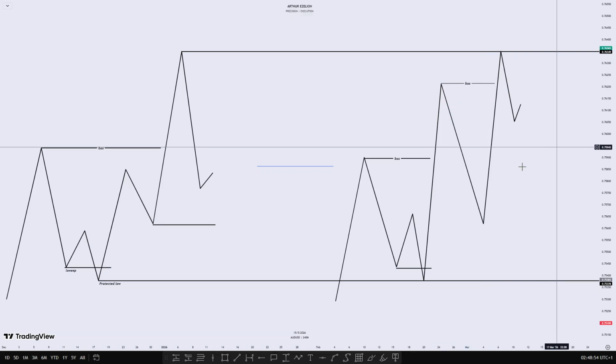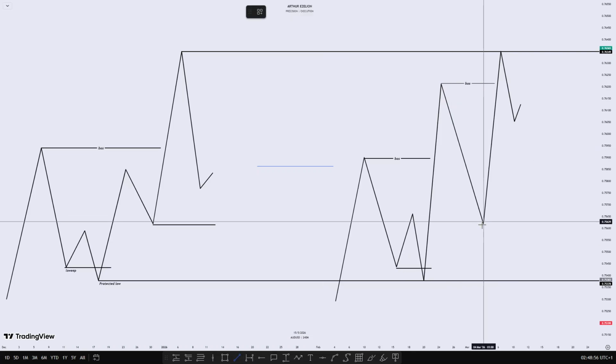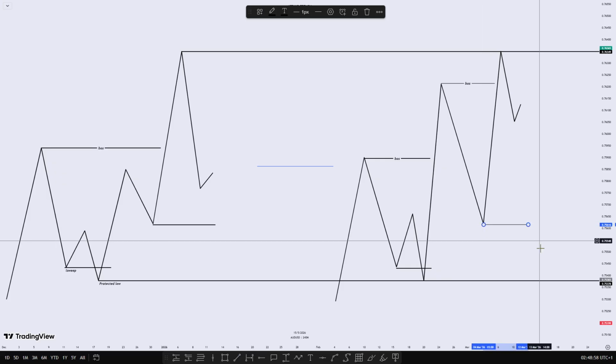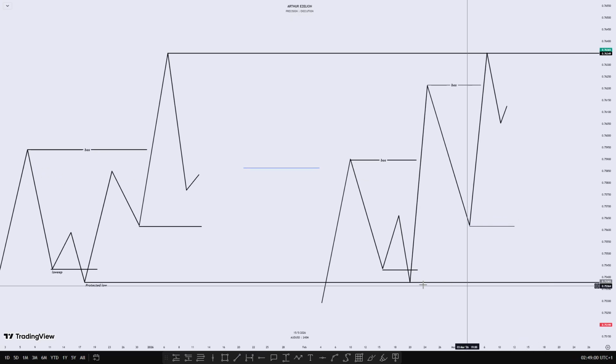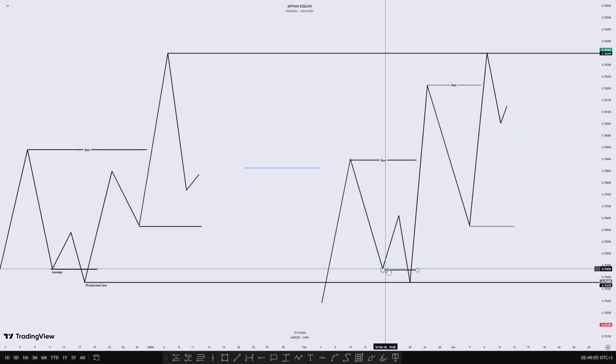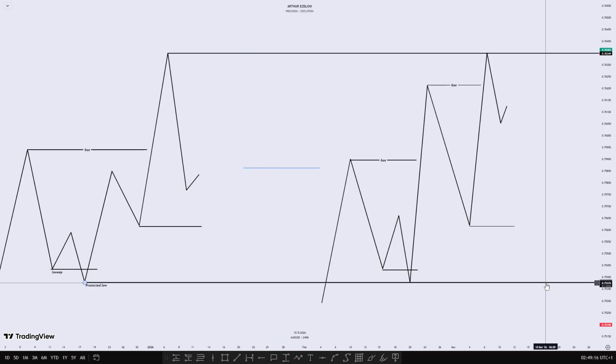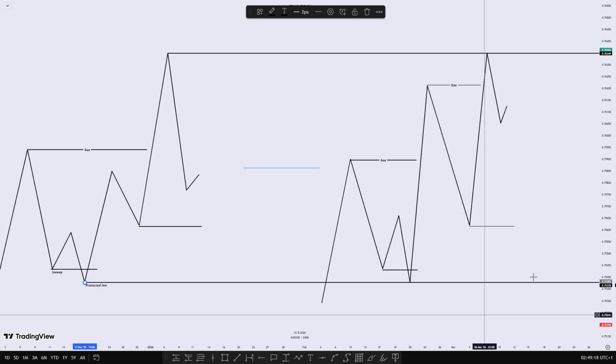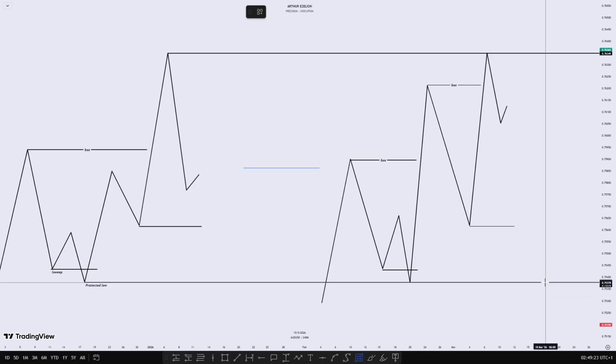In this case, this now finally becomes my liquidity, and I can map my range from this low, and this becomes my protected low because this is the low that swept liquidity. I can now mark my range from this low all the way to this high. Same thing we did here. Let's do it for clarity's sake. We can mark my range from this low to this high.